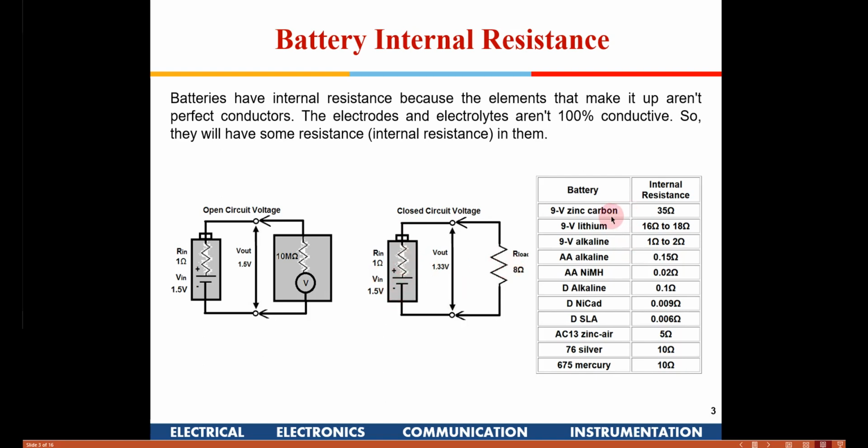So these are some of the standard cells we have, and the internal resistance of those cells. If you see, a 9 volt lithium battery has got 16 to 18 ohms internal resistance. Alkaline batteries have got much less. Nickel cadmium batteries are much more stable devices. So these are various kinds of batteries which are available.